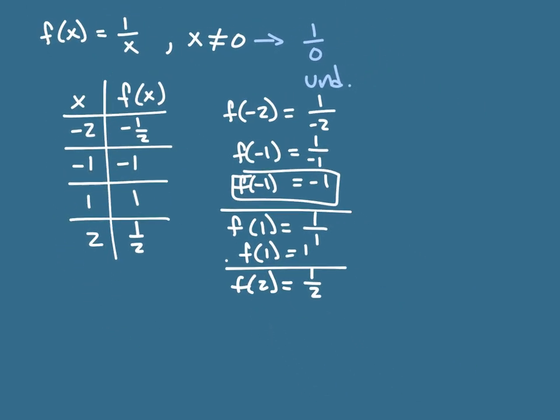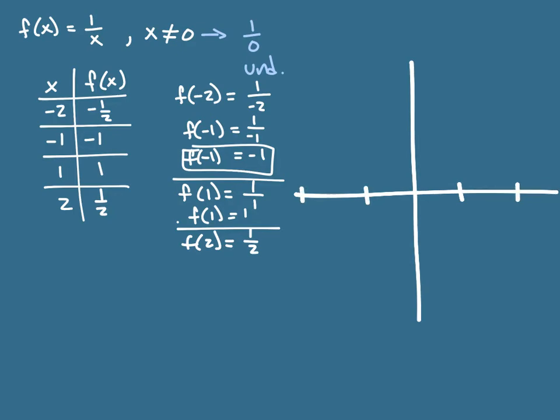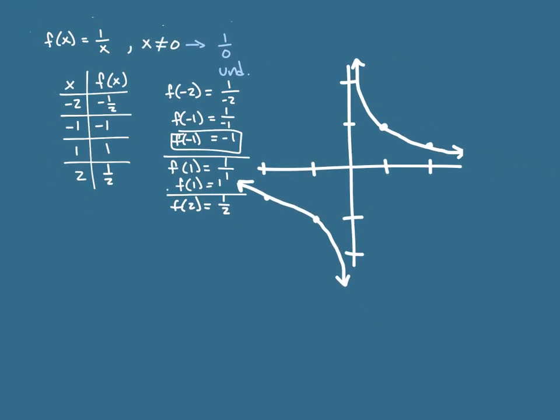Now, the graph of this is a little bit weird. I could probably do some more points, but the idea is that if we draw our graph and plot the points, I have the points 1, 1, and -1, -1. I have the points 2, 1/2, and -2, -1/2. And what happens is you get this graph that looks like this. This is just your typical rational function graph.